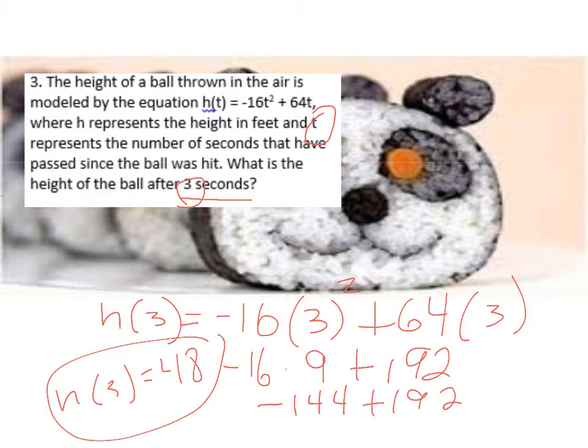So you see on this problem, when they tell you the unit of measure with it, it's a hint as to which variable you're replacing. 3 goes in for t.